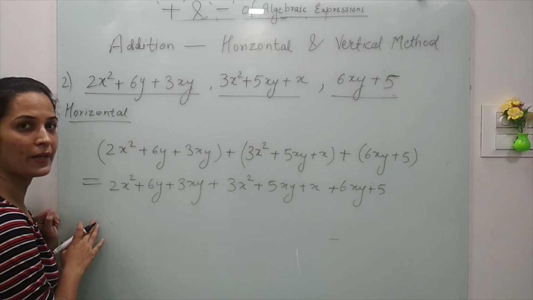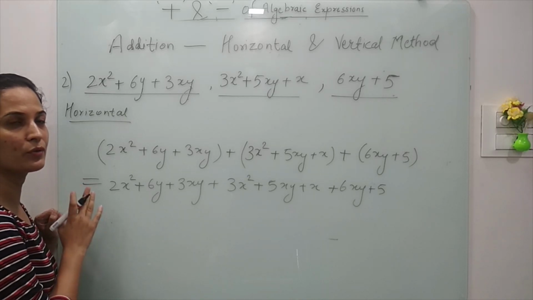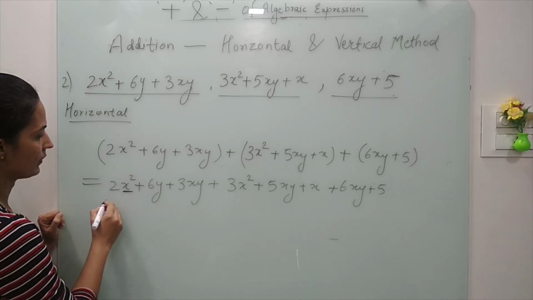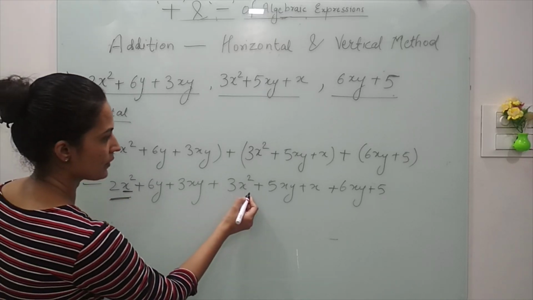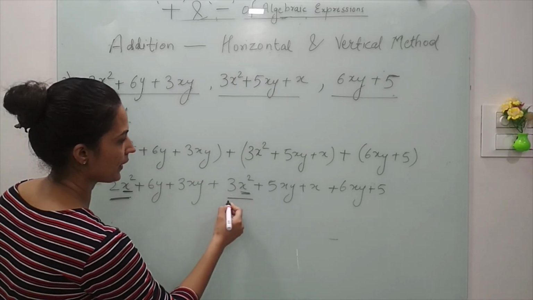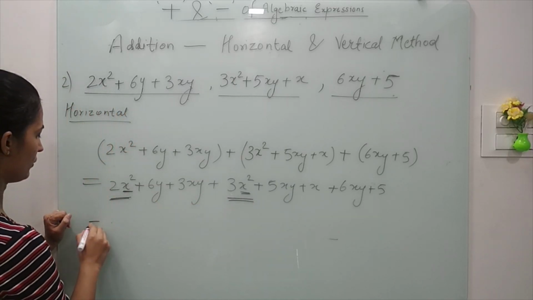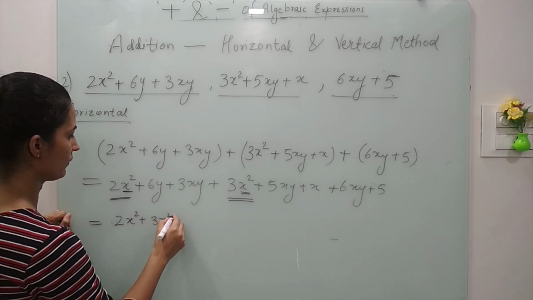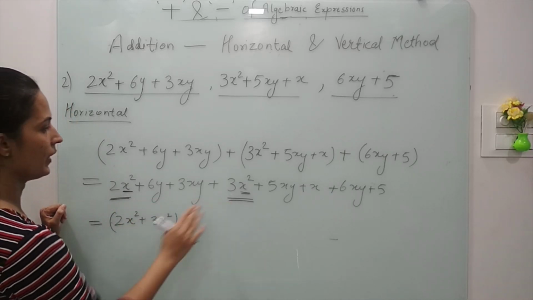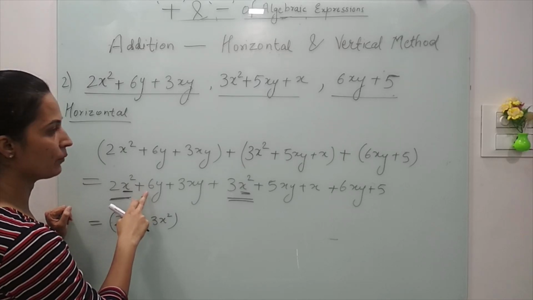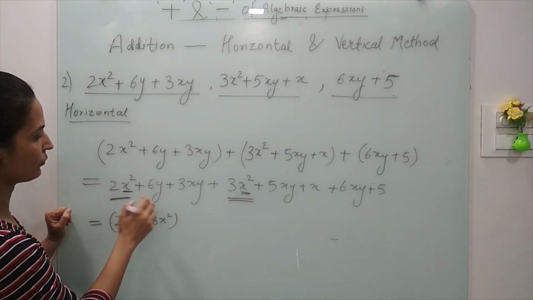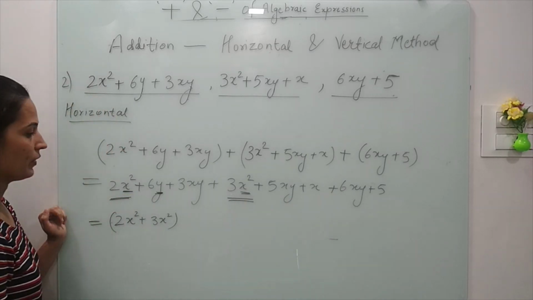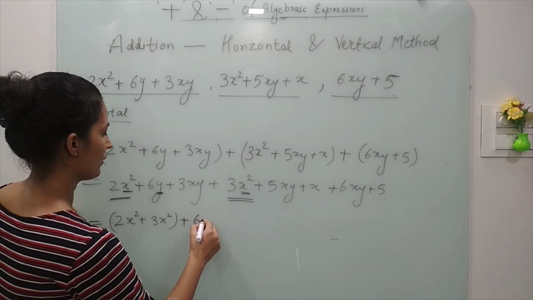Now again we have to identify the like terms and group them. So x square, this is one term, and this is also x square, the second like term to this. So this is equal to 2x square plus 3x square. These two are done. Now we will see what is the like term to 6y. Do we have any like term to this with only variable y? No, we don't have. So this will be as it is.